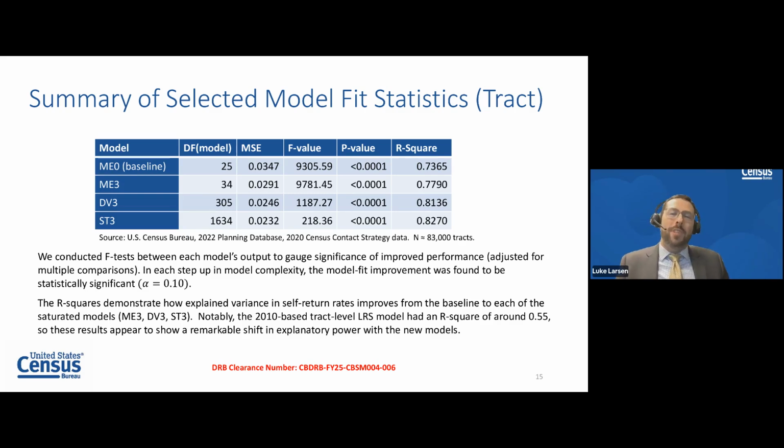But we do enjoy more significant increases in model fit as we increase the complexity, going all the way down to the state level saturated model, the ST3 version, having around 63% explained variance. We did conduct pairwise F tests going from model to model to ensure that these changes are significant, and it turns out that they are.